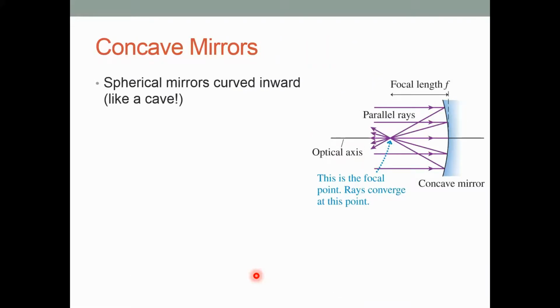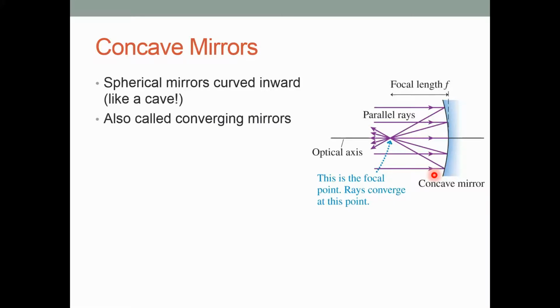All right, now we're going to look at something a little more complicated. This is a concave mirror. And any mirror that is curved inward, like this, is a concave mirror. And one way to remember it is it's like a cave. You're going into something, like a little cave. This is a concave mirror. It has some properties.